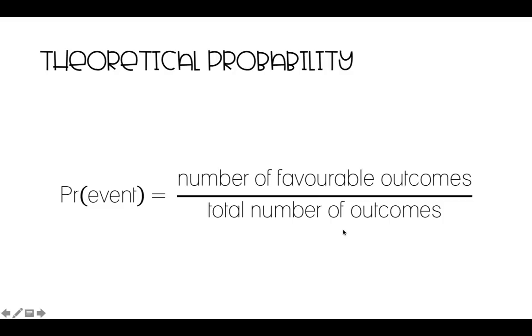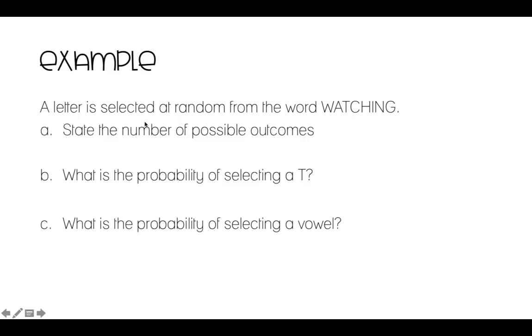So let's do some examples. A letter is selected at random from the word watching. First let's start with stating the number of possible outcomes. So this is the total number of outcomes. 1, 2, 3, 4, 5, 6, 7, 8. So there's 8 possible outcomes.